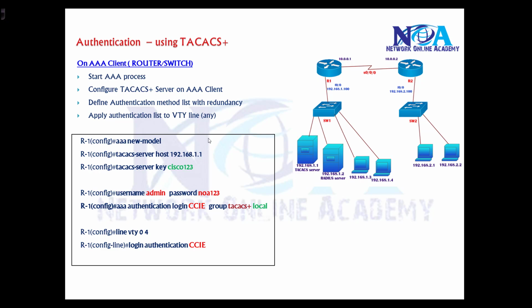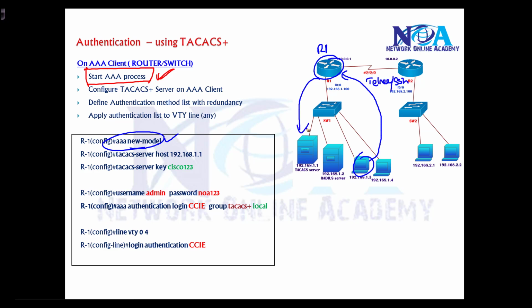So there are 4 steps we need to configure on the AAA client. Most of the configuration is the same as what we discussed earlier in the local database. First we need to start up the AAA process by using the aaa new-model command. And after that we need to tell the router that when a user telnets or SSHs, he must get authenticated based on the external server. But the router should know where your TACACS server is.